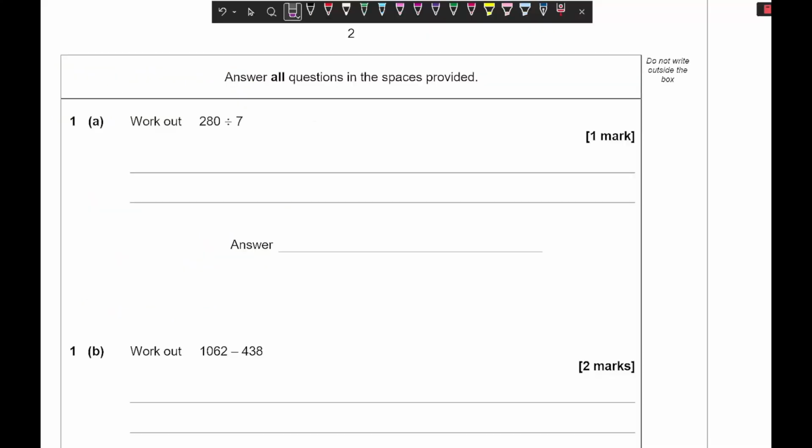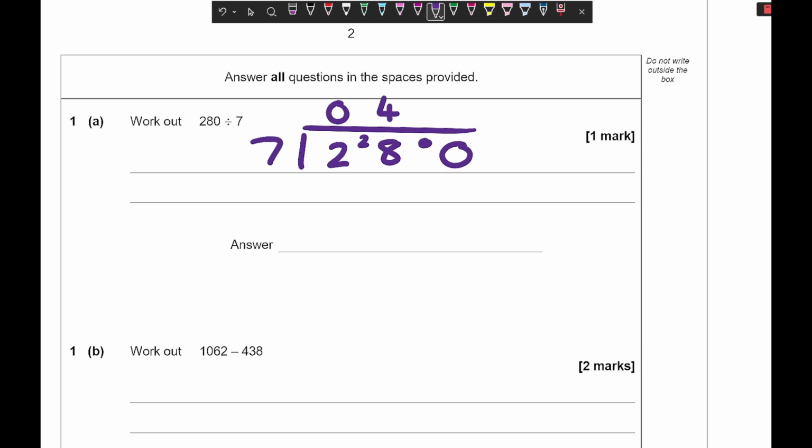So question 1 asks us to divide 280 by 7. So if I write 280 and divide that by 7, how many 7's go into 2? None, carry the 2. How many 7's go into 28? That will be 4, carry 0. And how many 7's go into 0? That will be 0, leaving me with an answer of 40.